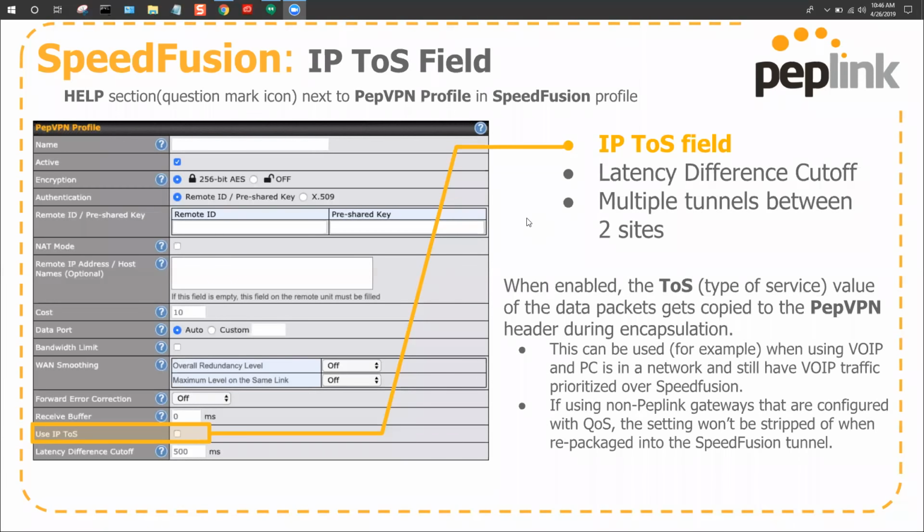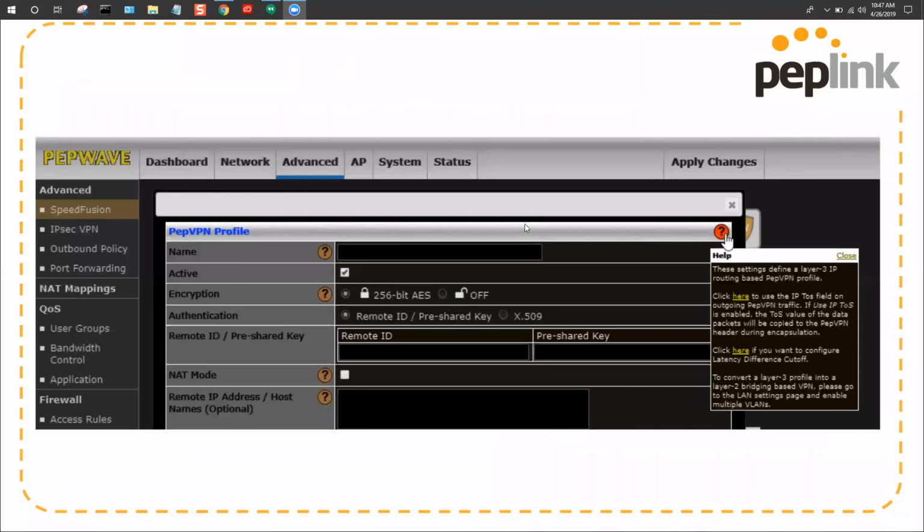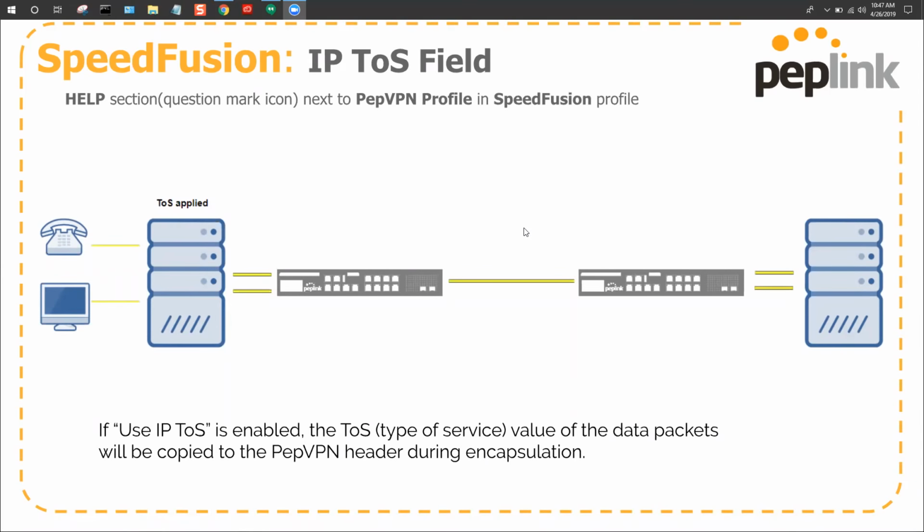Now, if you're using a non-Peplink gateway that gets configured with QoS, you're not stripping that value off the header packet when it gets repackaged in the SpeedFusion VPN. Here's how it works. We have our edge router behind the Peplink device. TOS gets applied on the edge router, hits the Peplink tunnel. That TOS is kept on the outside during encapsulation, hits the other side, and you're still able to prioritize traffic.